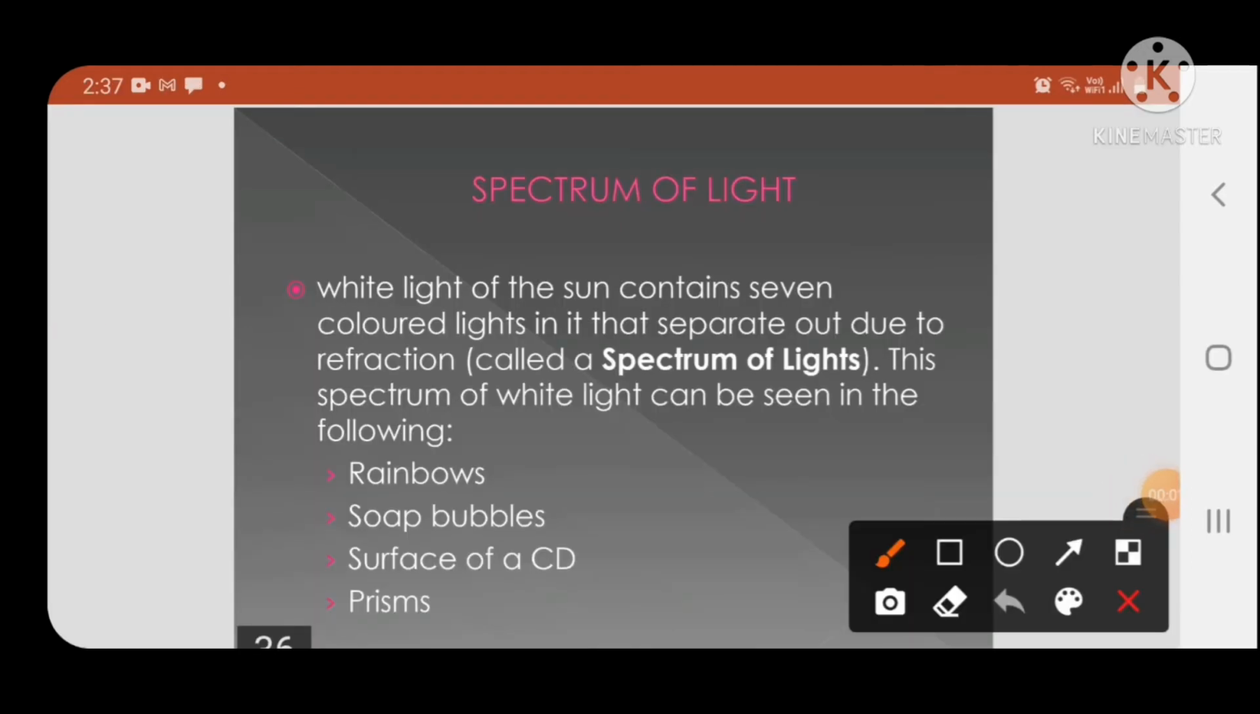There is an interesting fact that white light of the sun contains 7 colors of light in it, which separate out due to refraction, and that bundle of 7 lights is called the spectrum of light. This spectrum of white light can be seen in rainbows, soap bubbles, the surface of a compact disc, and through a prism.